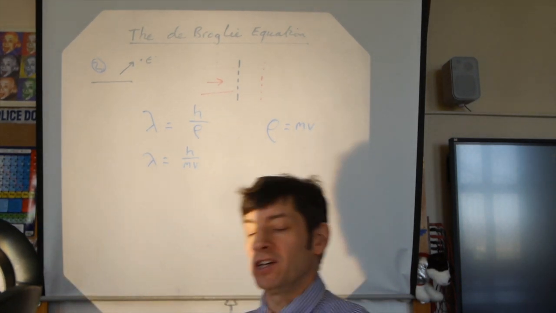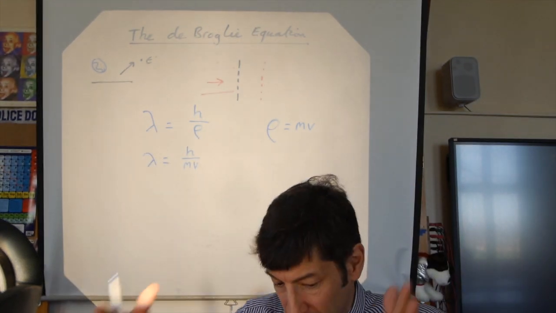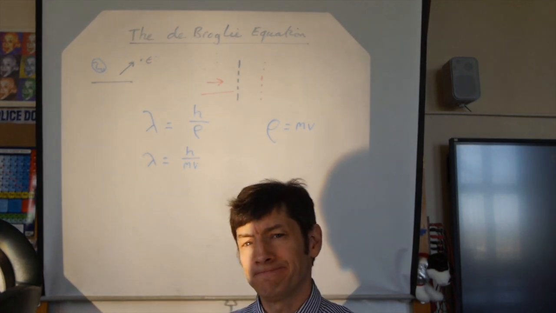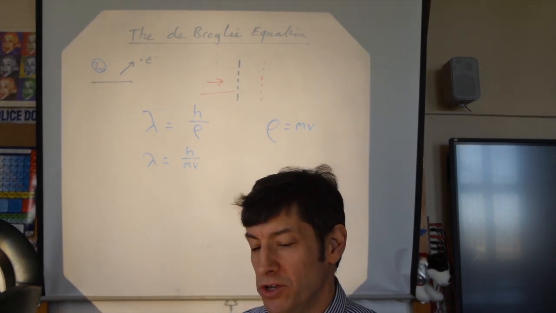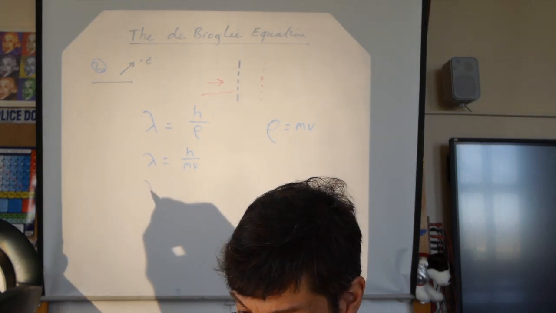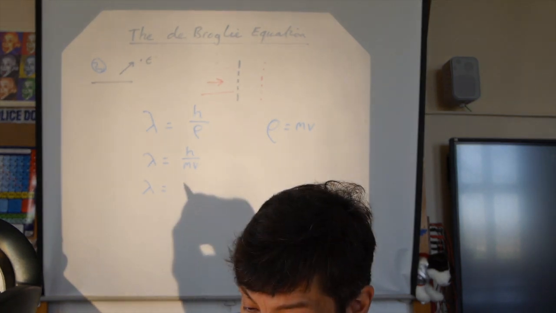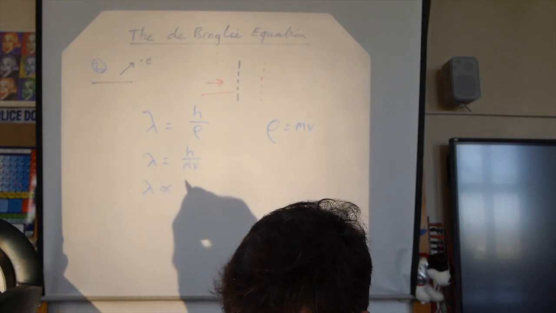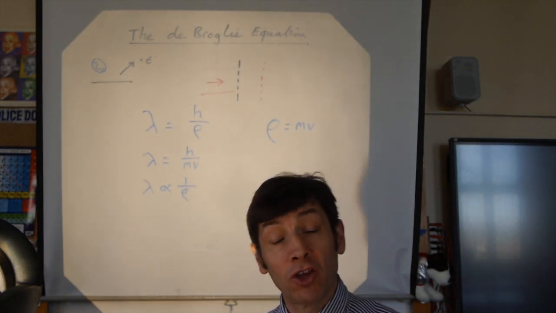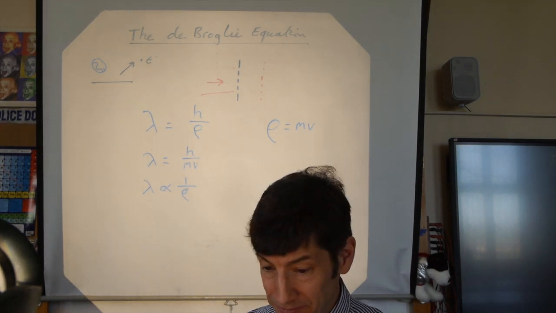Now, I know you're going to say that's utter rubbish because I've never seen my car go past the window as a wave. It's a solid thing that goes past and has momentum, so this is rubbish. Well, not quite what you'd think, because you'll notice that the wavelength of any particle is proportional to 1 over its momentum. And the constant of proportionality is our good old Planck constant again.